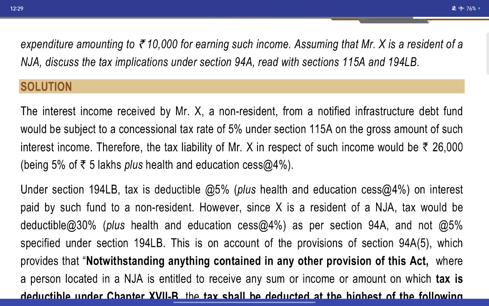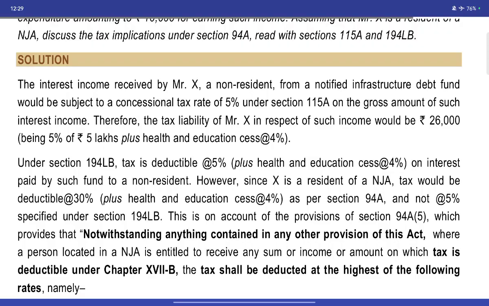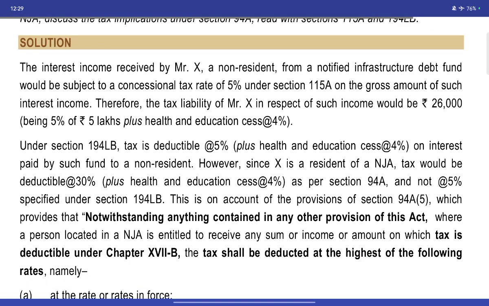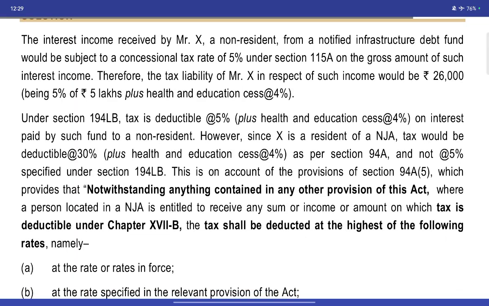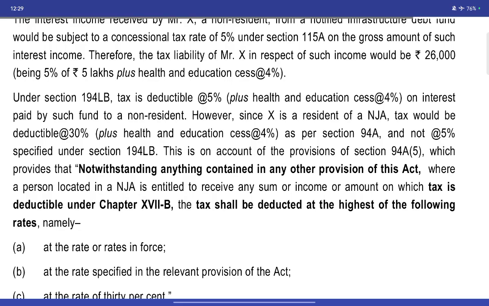Interest income received by X, a non-resident, from a notified infrastructure debt fund is subject to a concessional rate of tax at 5% under section 115A on the gross amount of interest income. However, the tax liability on the excess of such income would be 26,000, that is 5 lakhs plus surcharge. In the case of section 194LB, the deduction is 5% plus surcharge on interest paid by the fund to the non-resident.